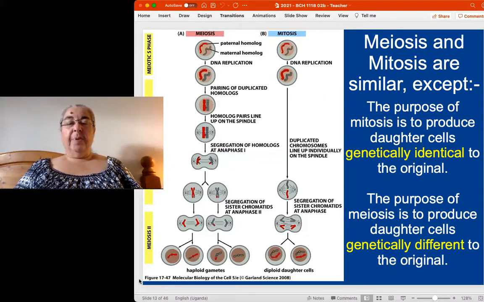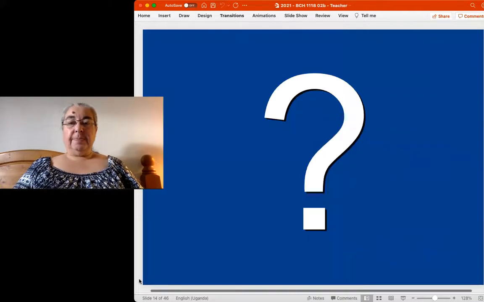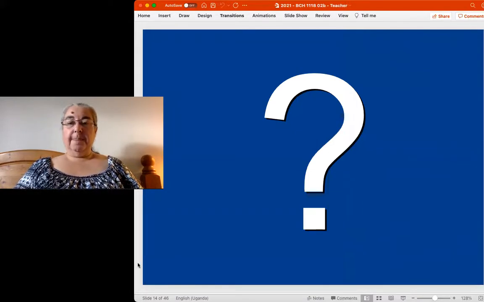So a lot of shuffling, a lot of exchange of genetic material, which is why if two parents have a number of offspring, if we think about human beings, me and my husband, we have 4 children, 2 boys and 2 girls, and they are each very different in appearance, in personality, in characteristics. They are 4 different individuals. Okay, so any questions on meiosis?